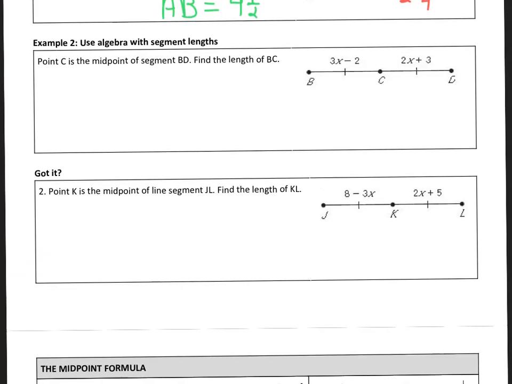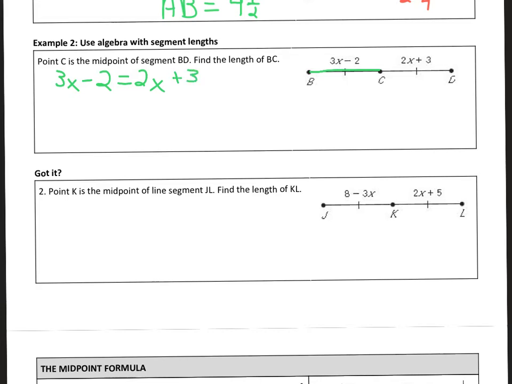Next, moving on to example 2 here. It says point C is the midpoint of segment BD. Find the length of BC. So length of BC is what we're trying to find. Thing to notice here, if C is the midpoint, that means that BC and CD are of equal length, meaning an equation I could set up and solve. I could take this expression that stands for the length of BC, and set it equal to the expression that stands for the length of CD, 2x plus 3. And then I can solve that equation.